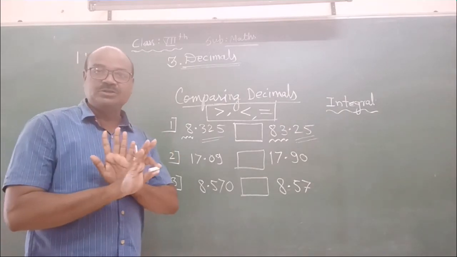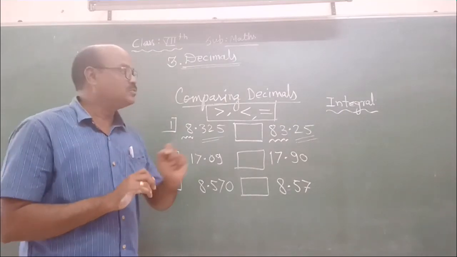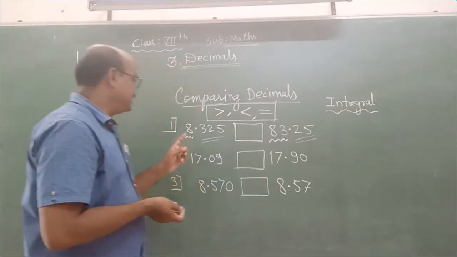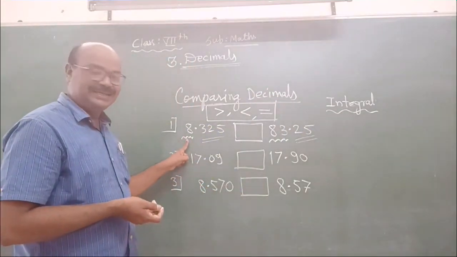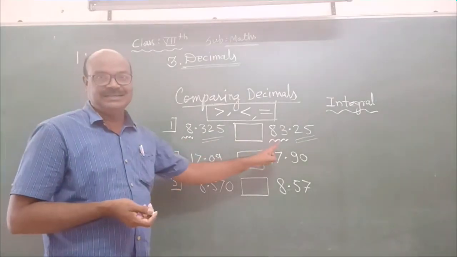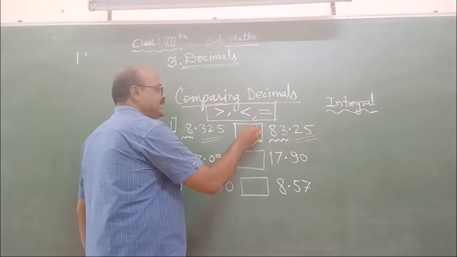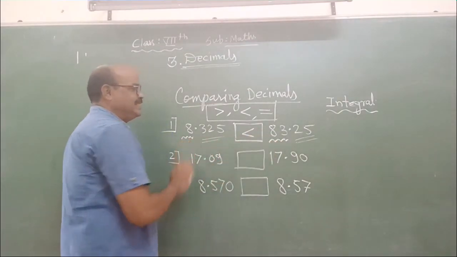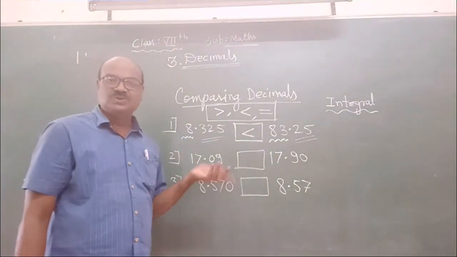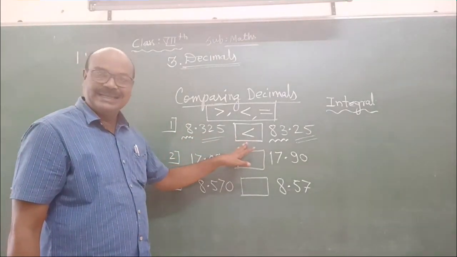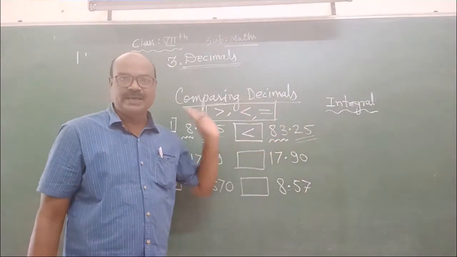We have to observe just the integral part first, and you find it that here 8 is there and 83 is there. Of course, you know very well that 8 is less than 83. 8 is less than 83. So it's very easy that 8.325 will be less than 83.25.